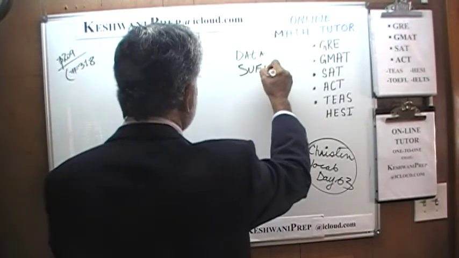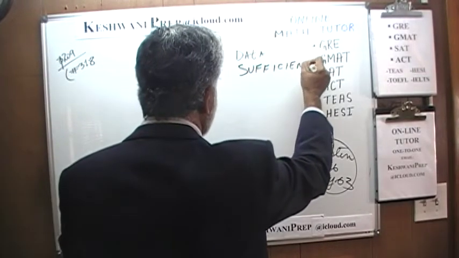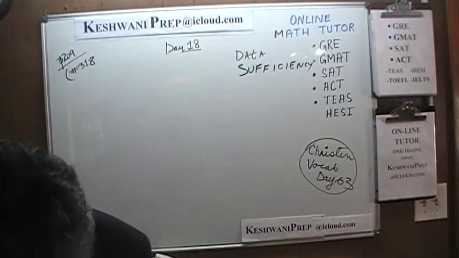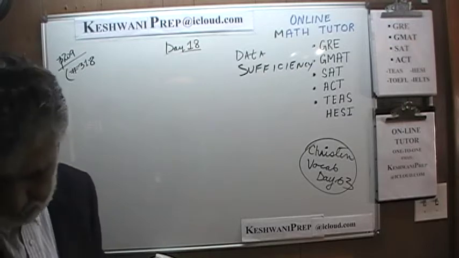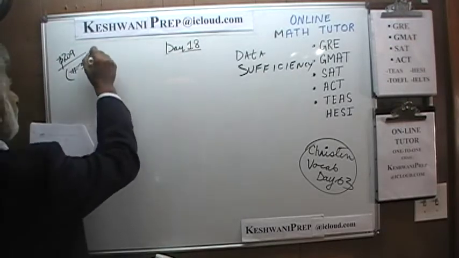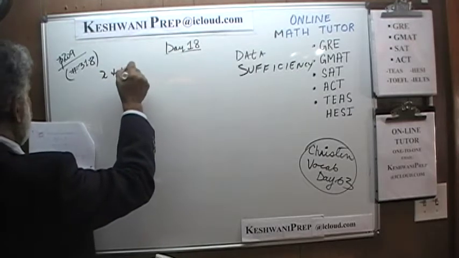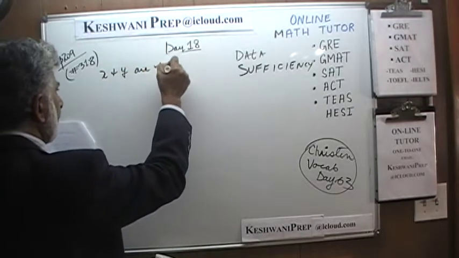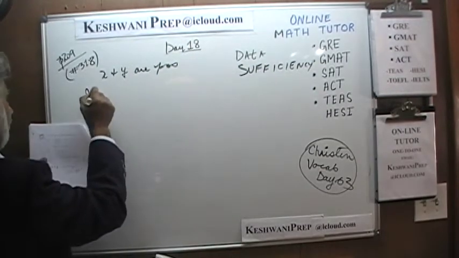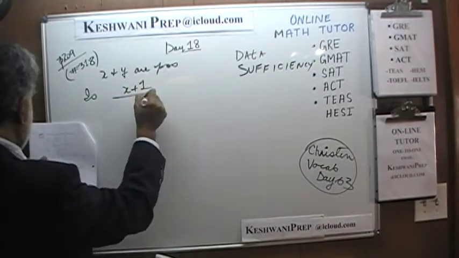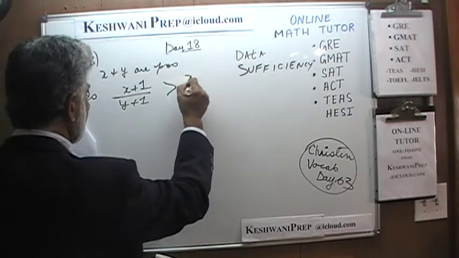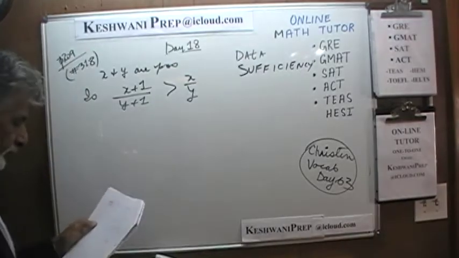Data sufficiency problem is what we are doing, obviously. 318. Let's see what we have there. 318 is the penultimate problem. We are told that x and y are positive numbers. The question is, is (x plus y) over (y plus 1) greater than x over y?